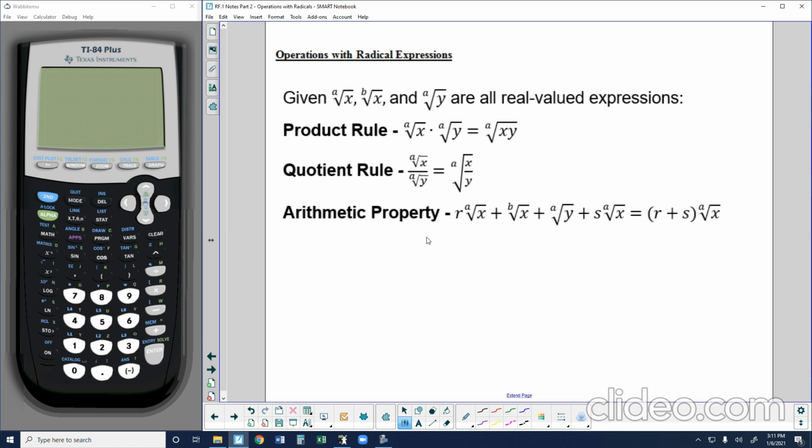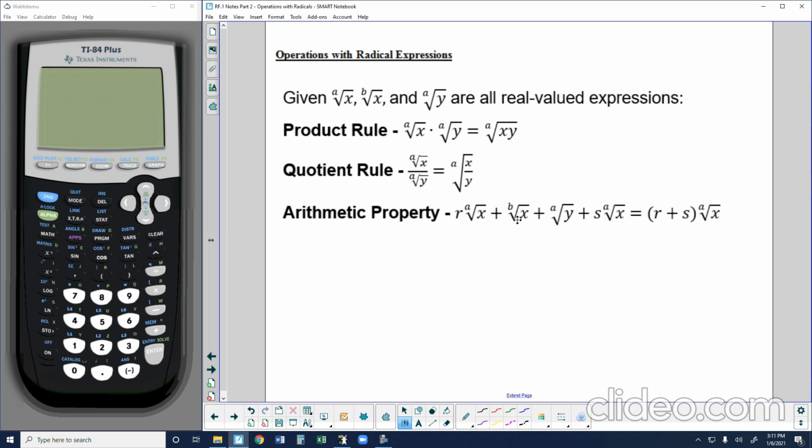Now the arithmetic property is the one that looks really complicated here, but you guys are probably already intuitively going to follow through on this one. We have a bunch of different terms here: r times the a-th root of x, plus b, the b-th root of x, plus the a-th root of y, plus s times the a-th root of x. Right here we see that we're adding terms. If you remember back to Algebra 1, when adding terms, you can only add the common expressions. And the same thing happens with roots.